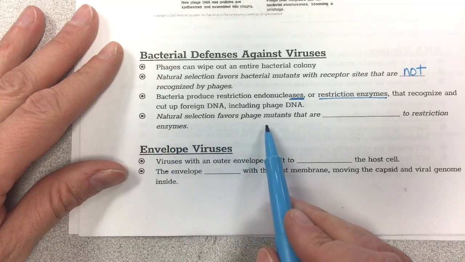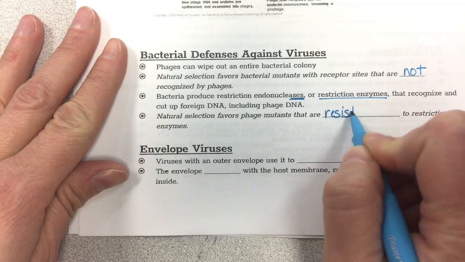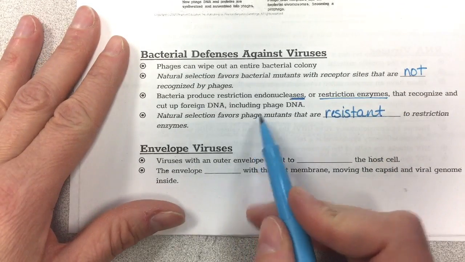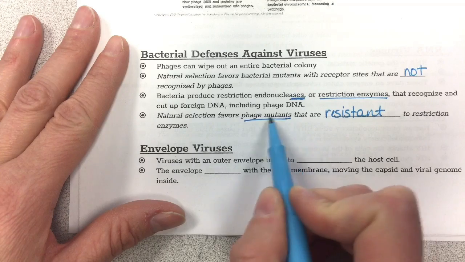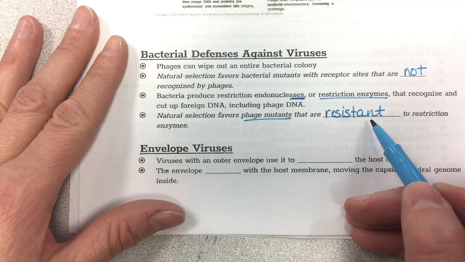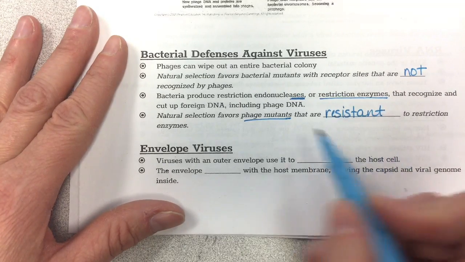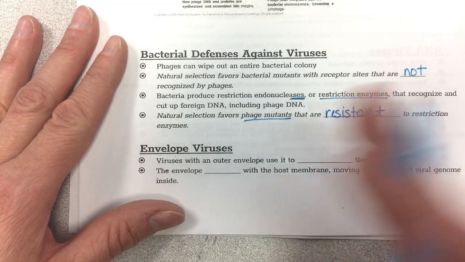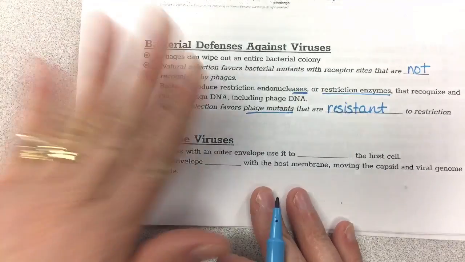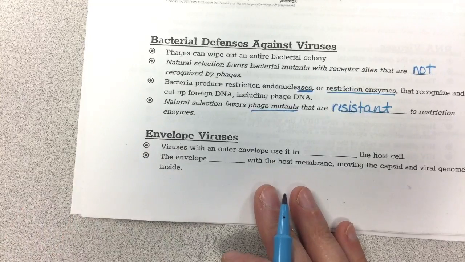So natural selection favors phage mutants that are resistant to restriction enzymes. So if you have a virus mutant, where the mutation has occurred, that happens to make their DNA not be cut up by restriction enzymes, that's a good thing, all right? And so therefore, that's a good thing for the virus, bad thing for the bacteria, okay? So there are some defenses, even though they don't have a souped up immune system like we do, because they're only one cell big.